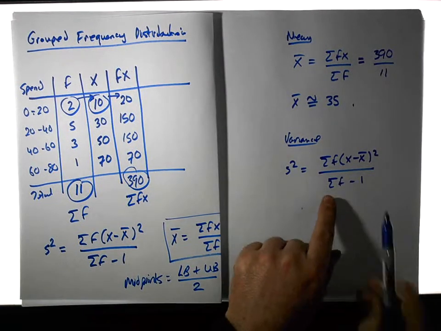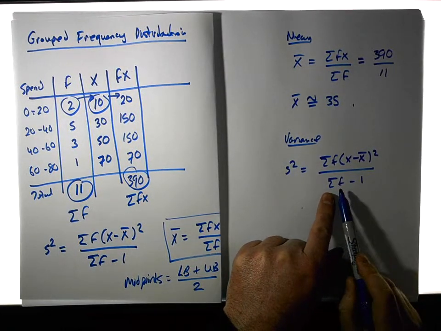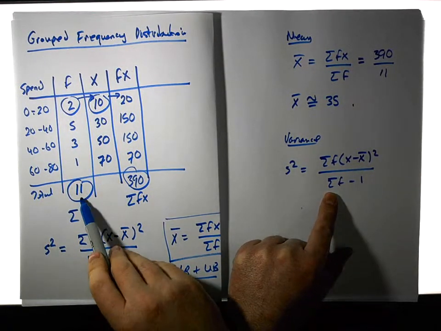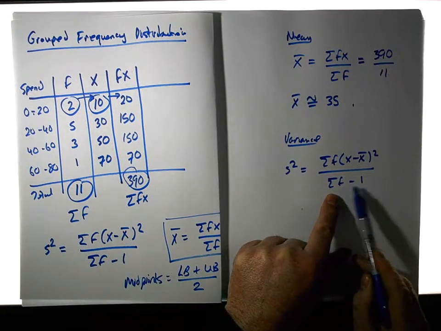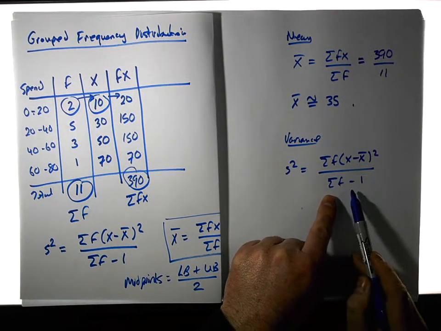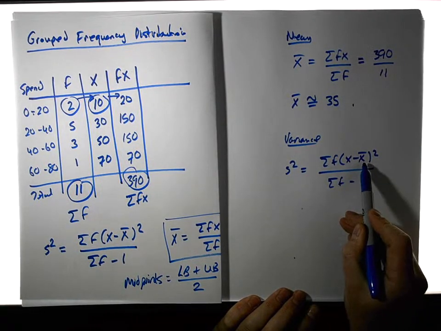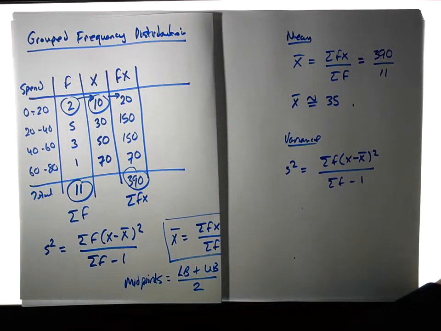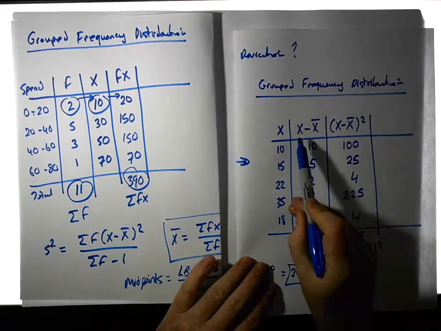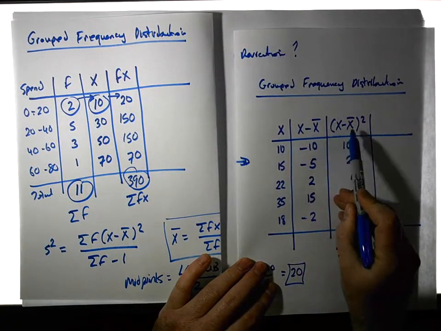So once again, we have half the formula already. We know the sum of the F's is 11. So we'll have 11 minus 1 here. The denominator is effectively going to be 10. So what we need to do is calculate this top piece here. And like in our previous example, we did X minus X bars followed by X minus X bar squareds.